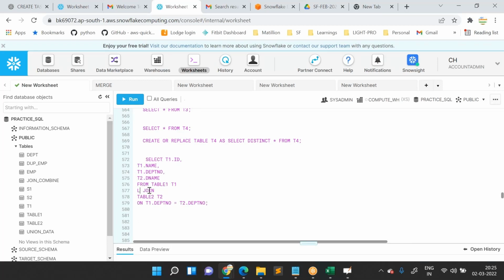So here it is inner join, right? Instead of inner join, you use left outer join. Instead of left outer, right outer join. Full outer join like that. We are going to select and get the data.